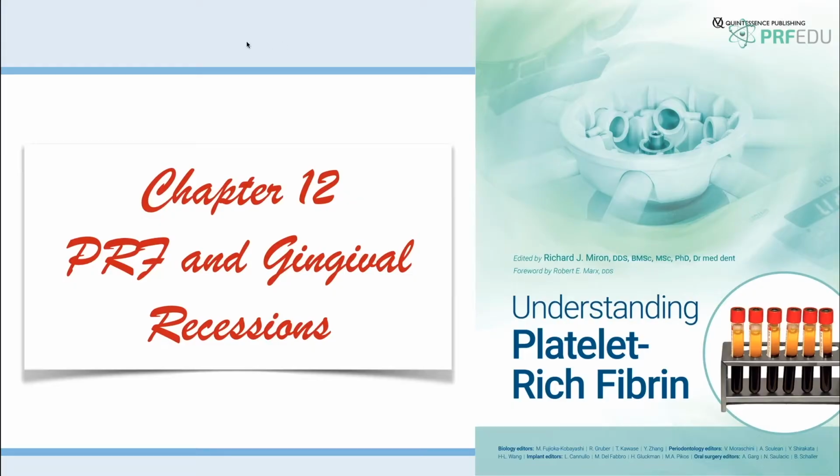So you'll see that in every single chapter, for example, GBR, we'll be describing how PRF is utilized in combination with bone grafts, etc. And then there'll be a nice video that demonstrates the whole procedure essentially and how they're utilizing PRF in those cases. And so you'll be able to screen over and watch some of these videos that will be provided in each of the chapters. So when we look at the overview, the first chapter deals with PRF and gingival recessions.